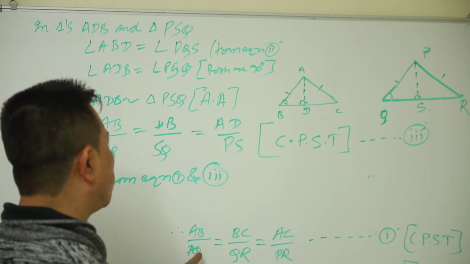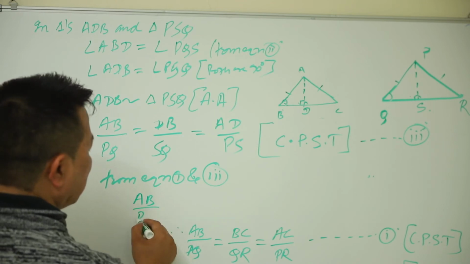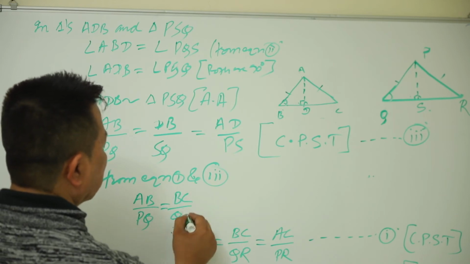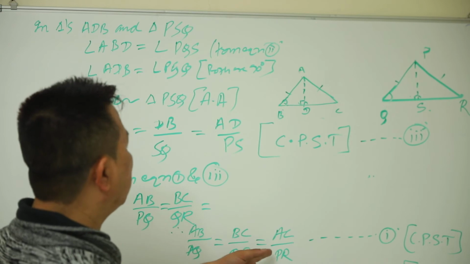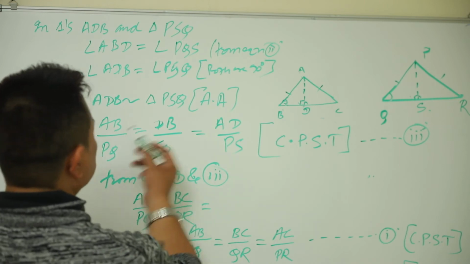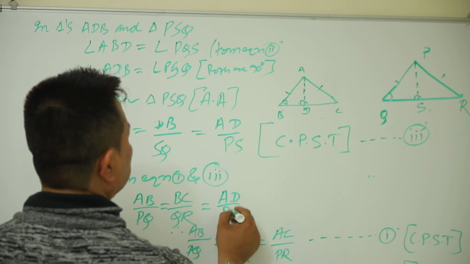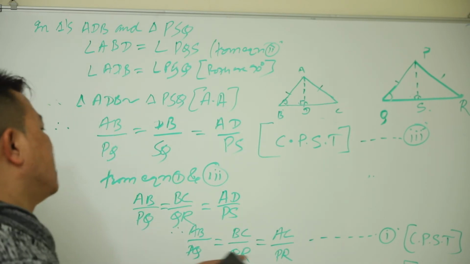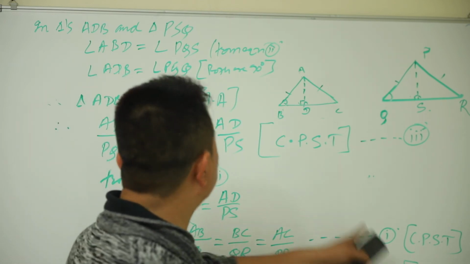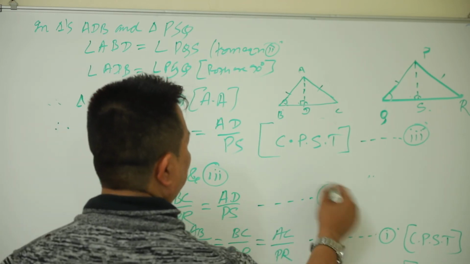What is there in equation 1? AB by PQ is equal to BC by QR is equal to, when you ignore this DB by SQ and AC by PR, you can write AD by PS. Why? Because AD by PS is also equal to AB by PQ. So this is the result we get from equation number 1 and equation number 3. So you mark this as equation number 4.